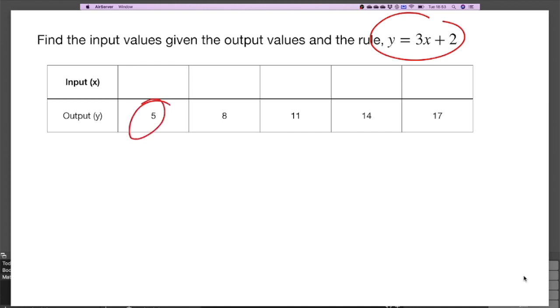So starting with your 5, you can't add a 2, you need to subtract a 2, and then divide the answer by 3. Then you get your answer like that. Do the same for all the numbers. For 11, subtract 2 and divide by 3. And that is going to give you the final answer.